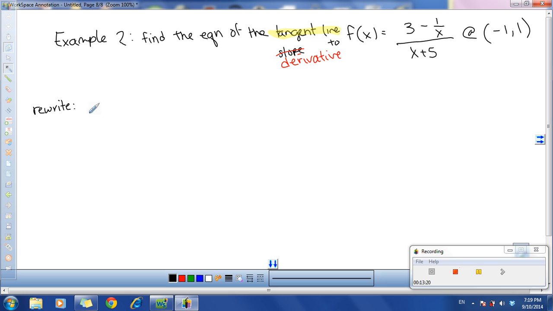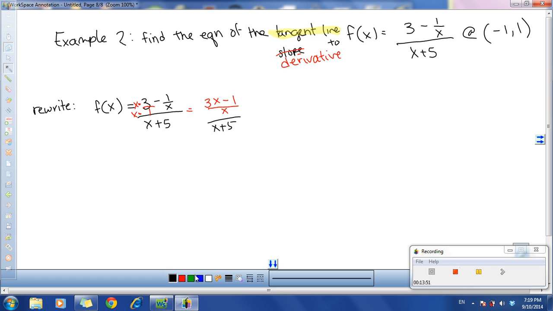So we have f of x equals 3 minus 1 over x, and I just know how much you guys love these kinds of functions where I have complex fractions. Alright, so I'm going to put that 3 over 1 so that I can get common denominators in my numerator. So I'm going to multiply this by x, multiply this by x, and I get 3x minus 1 over x, all over x plus 5. So this denominator didn't change.